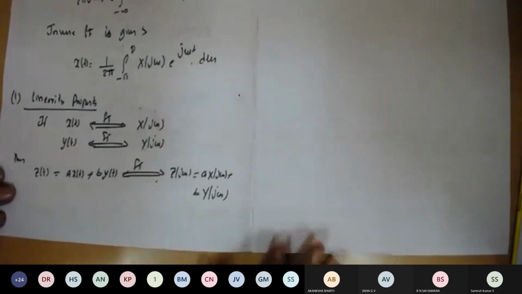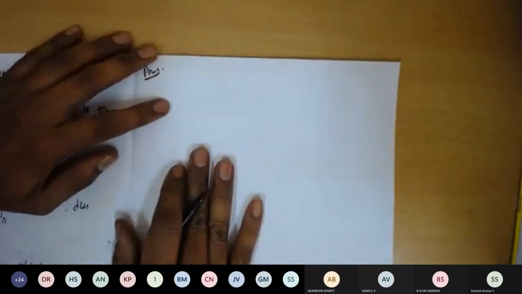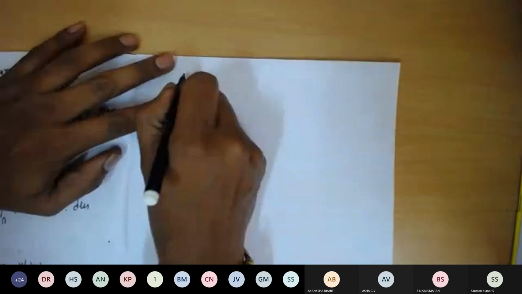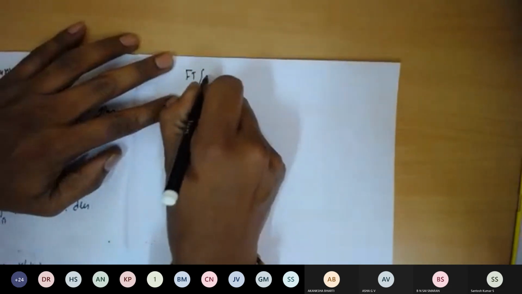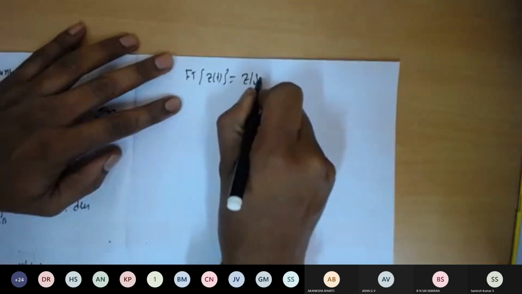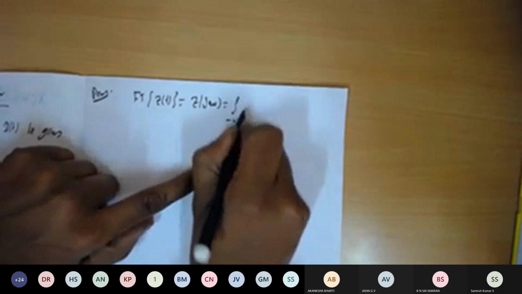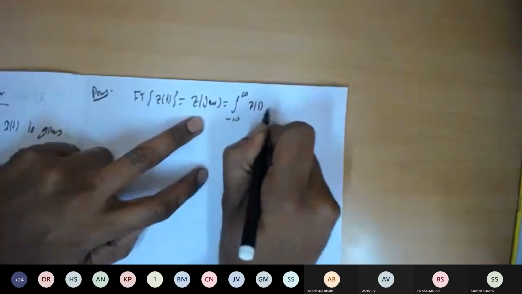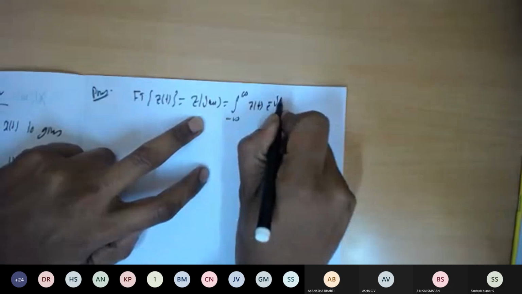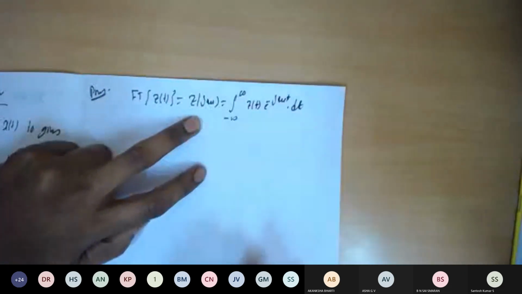So let us consider the proof of this property. In order to prove this one, we'll consider the Fourier transform of z of t. So already we know this property. It's very simple among all the properties. So it is z of j omega, which is equal to integral from minus infinity to plus infinity z of t into e to the power of minus j omega t into dt.